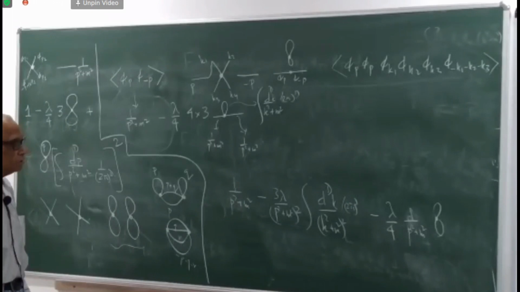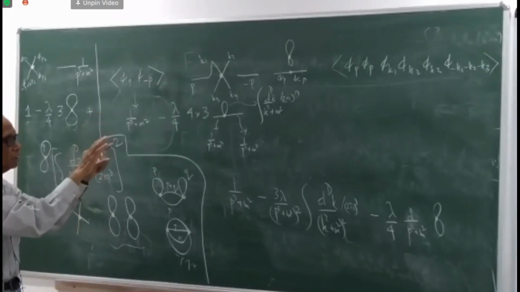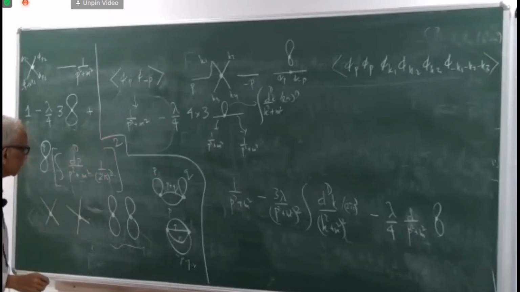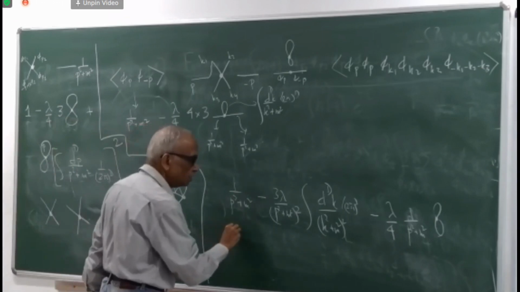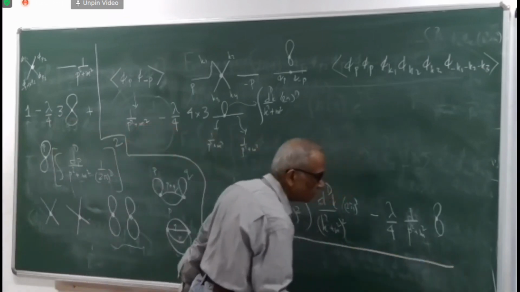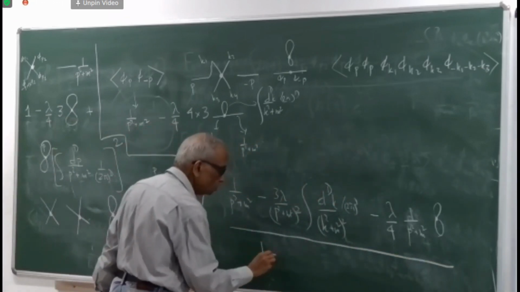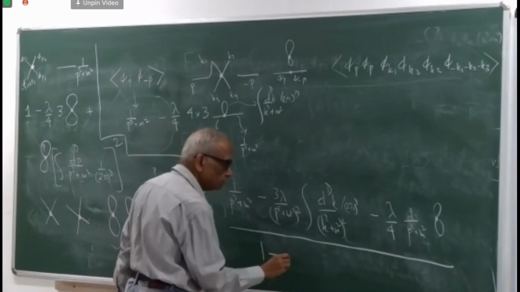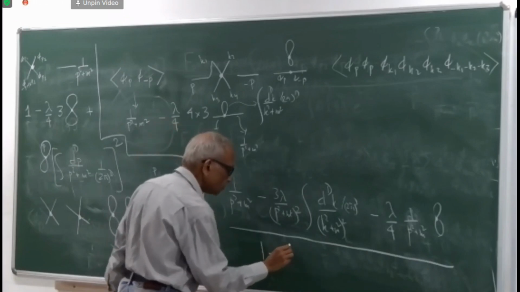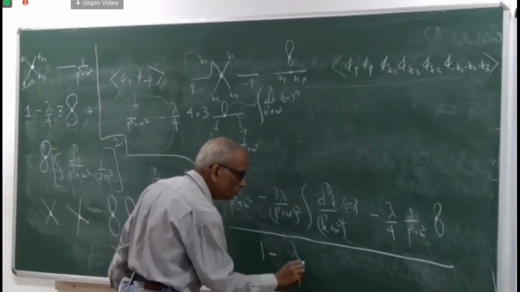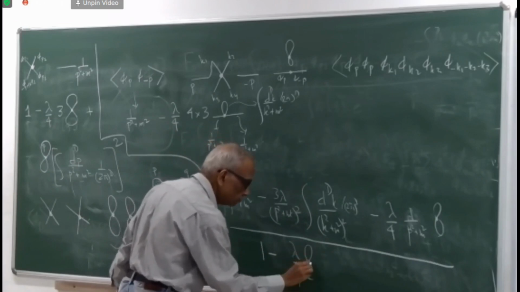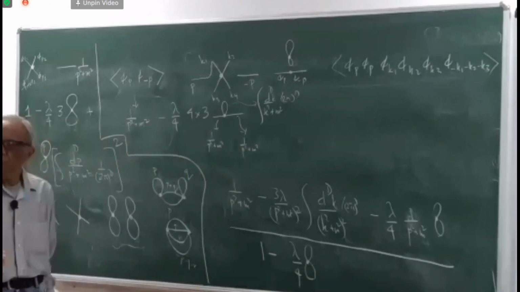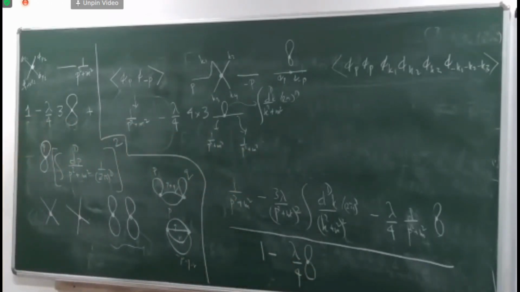So that completes the top line. But then there is the bottom line, which is the Z. The bottom line, which is the Z, is 1 minus lambda over 4 times this, which we have just seen. All right.